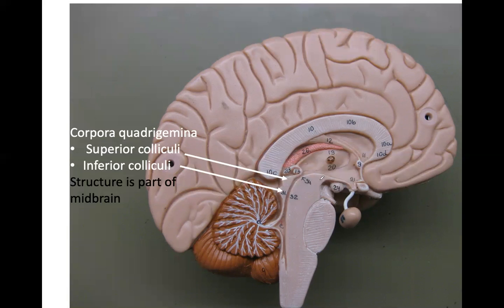Now, going back to your midbrain, which is this part, the midbrain has two structures, which we have talked about in lecture. We have the superior colliculi and inferior colliculi, which together form what we identify as corpora quadrigemina. It's a good review to remember that the superior colliculi were involved in visual reflexes and the inferior colliculi were involved in auditory reflexes.